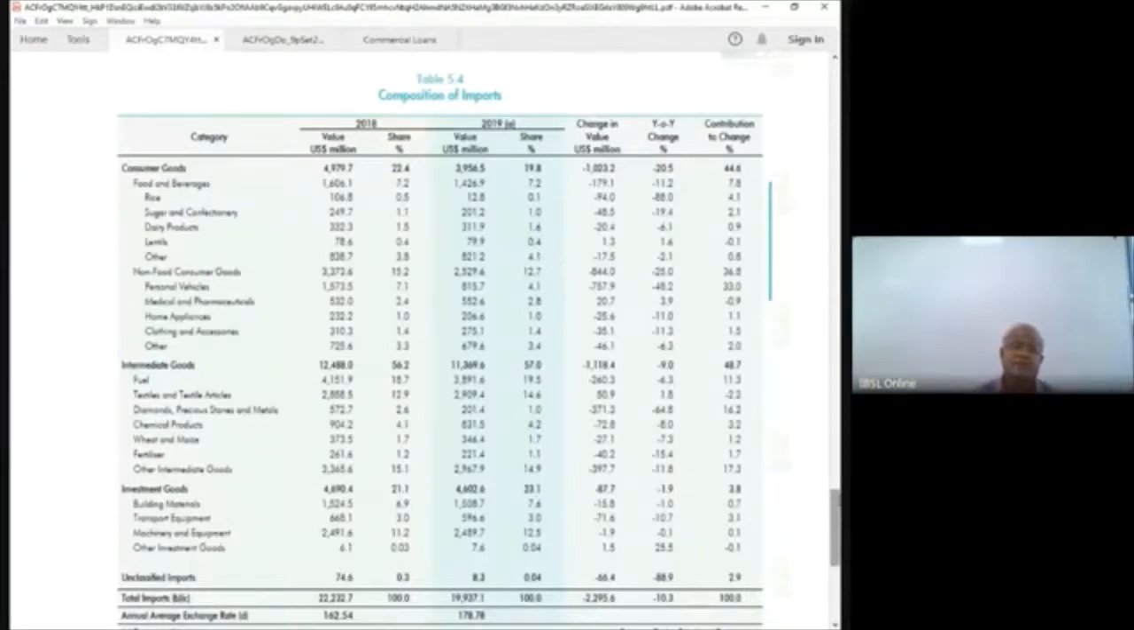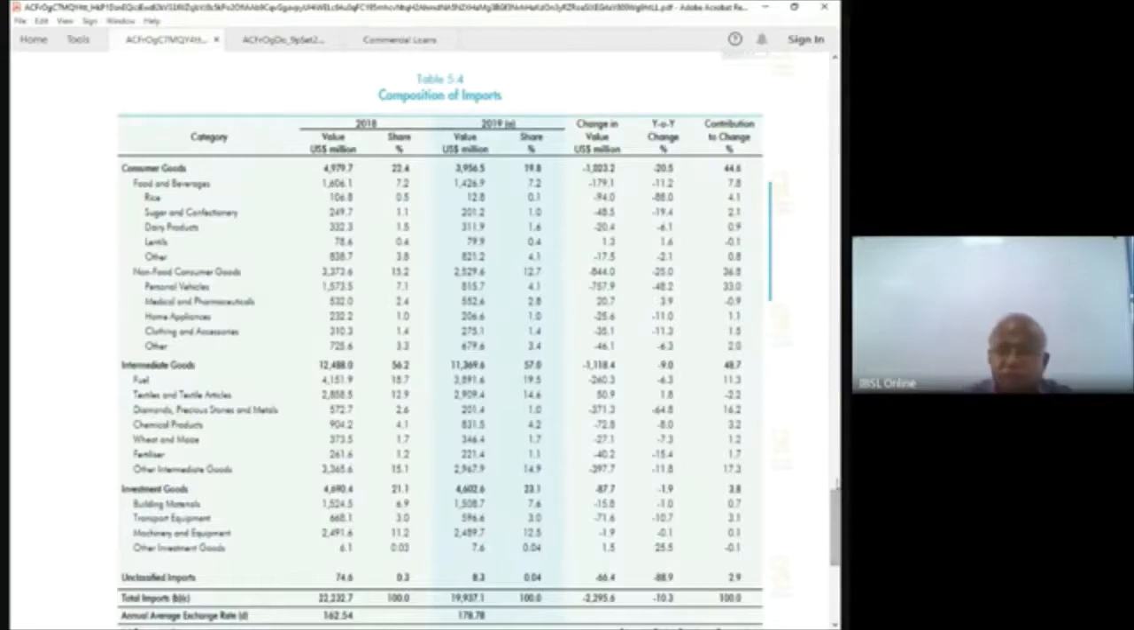Again, like in the exports, we divide overall import expenditure into three key sectors: consumer goods, intermediate goods, investment goods. Who dominates? Intermediate goods dominate. Intermediate inputs: oil, fuel, textile and textile articles. So let's discuss the intermediate goods.